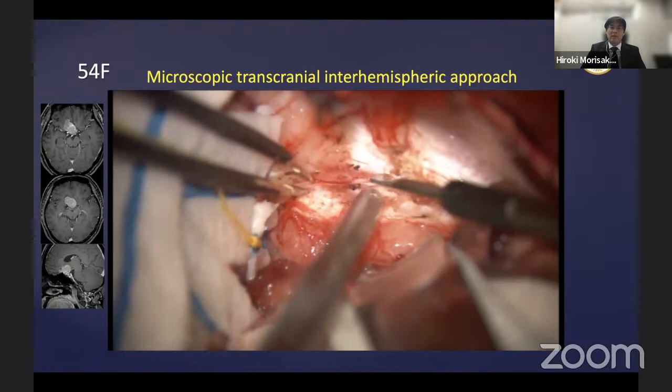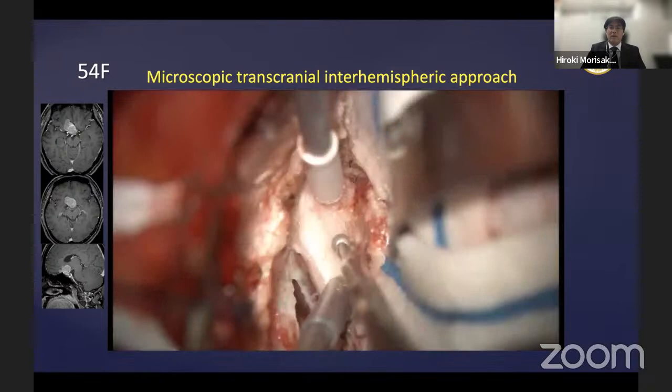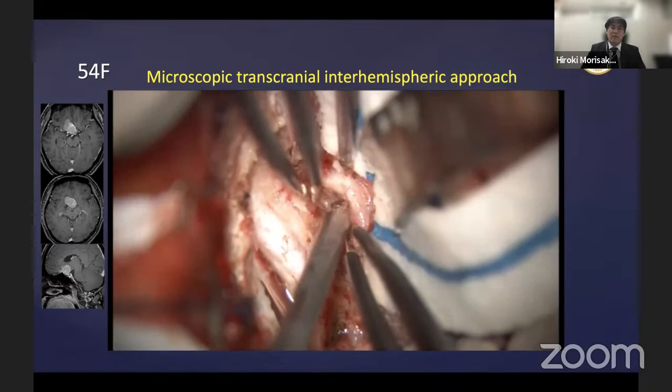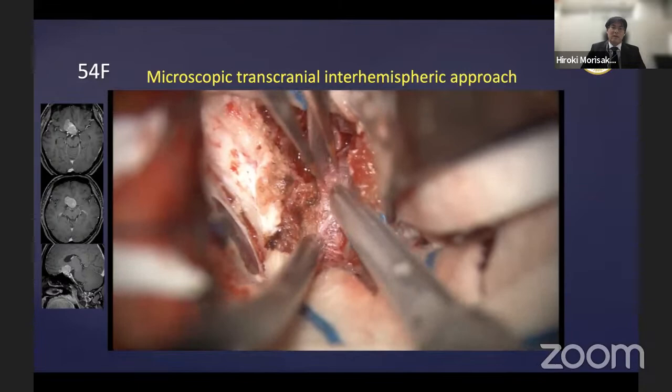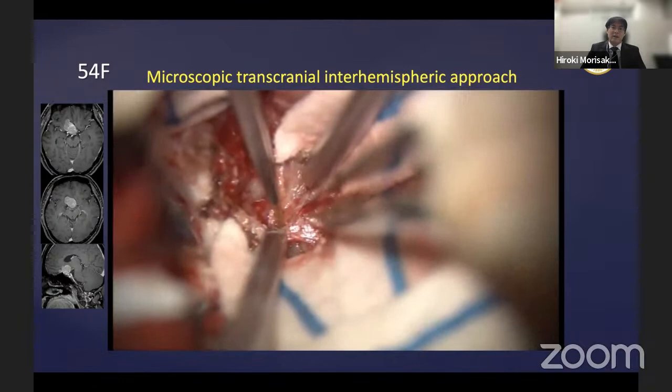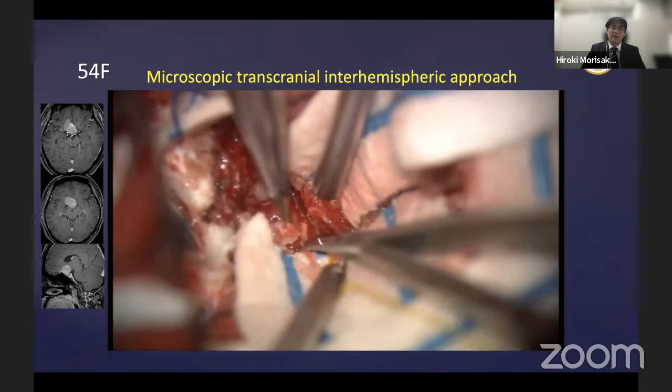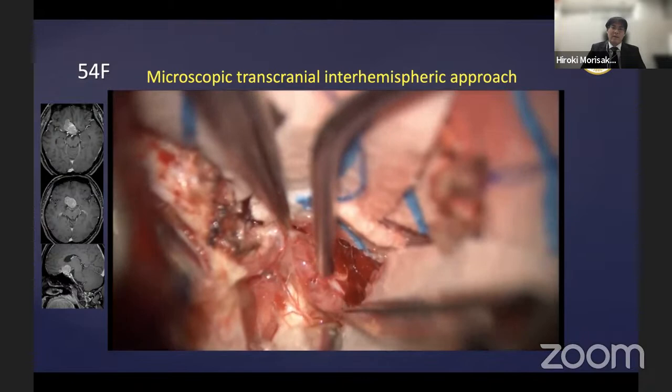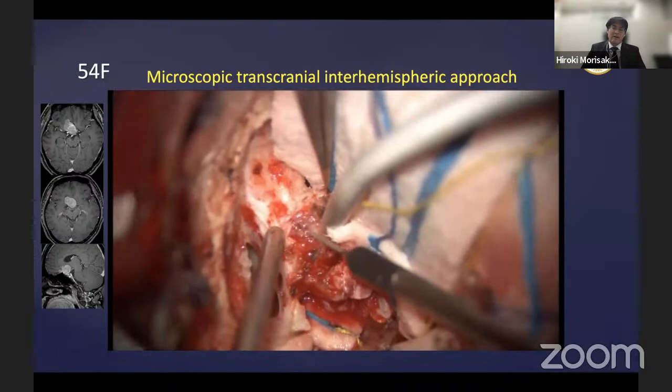After that, we drill out the frontal base, open the optic canal, and start the tumor removal. After the internal debulking of the tumor, we dissected the tumor and arachnoid tissue, and meticulously dissected the tumor and the left side optic nerve.